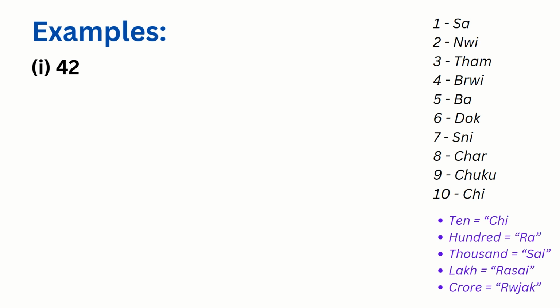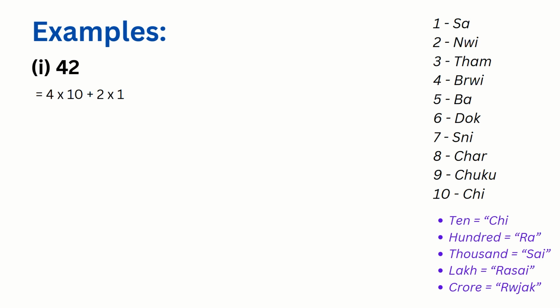So I have taken 42 as the first example. So how to arrive at a Kokborok term for this number? In mathematics, we know that the rightmost digit is in the ones place. So in this case, the 2 falls in the ones place. That means there are 2 times of 1, 2 numbers of 1 in 42. And the 4 falls in the tens place. That means there are 4 numbers of 10 in 42. So we can break down 42 as 4 into 10 plus 2 into 1. If we add this up, we get 42. So it means there are 4 times of 10 in 42 and 2 times of 1.